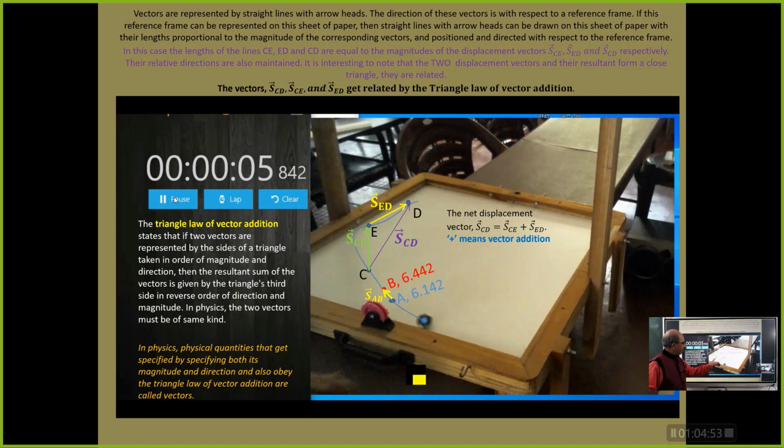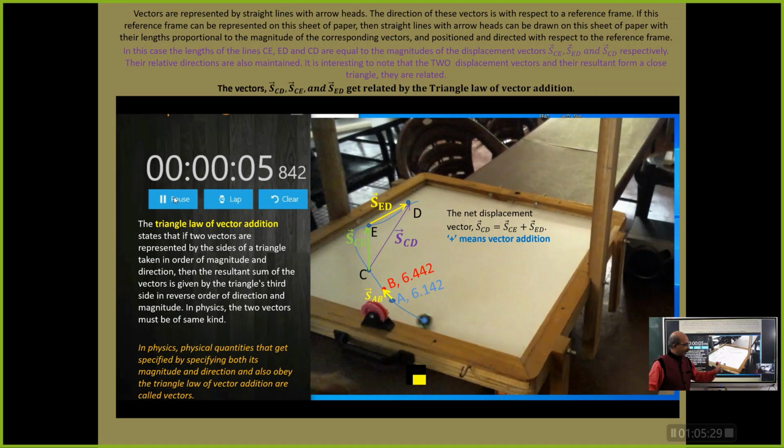See, CE might be 10 units, ED might be 10 units. CD has to be how many units? Look at the diagram and tell me. Less than 20, correct? It should be less than 20. But I am writing here S bar CD is equal to S bar CE plus S bar ED. Am I right or wrong? So it's wrong.